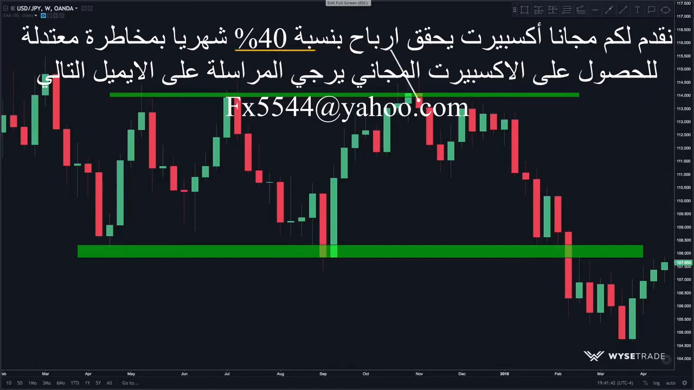Look at the difference between what a good reversal looks like with good price action versus what bad price action looks like. So I'll do a few more examples to drive the point home.